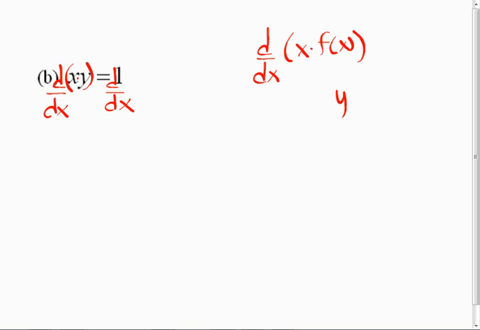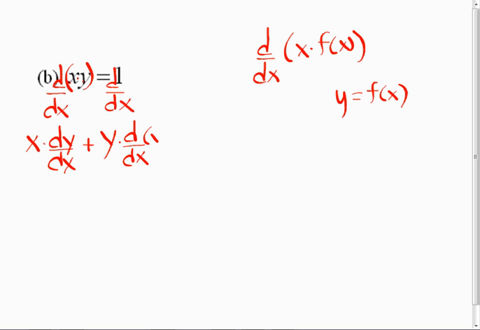Remember, y equals f of x. I can solve for y in terms of x. So y is a function of x. Okay, ready? It's x times the derivative of the second one. What's the derivative of y with respect to x? I have no idea. We call it dy dx. Is that okay? Plus, then it's y times the derivative of x with respect to x. Now, not everybody's going to write that out, but I'm going to write it out at least once. You see the product rule there now. And what's the derivative of 1? 0.